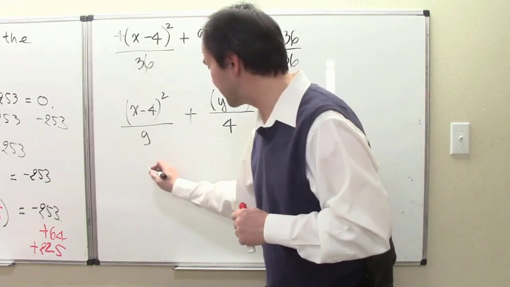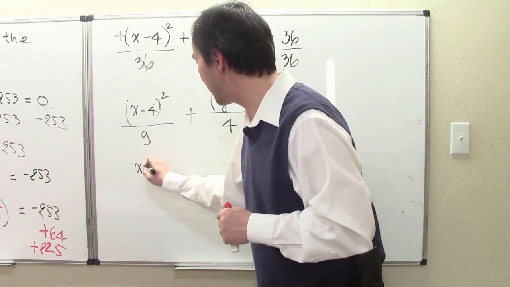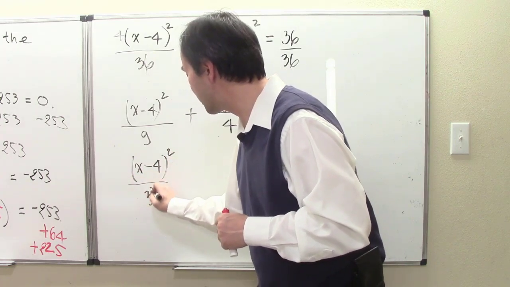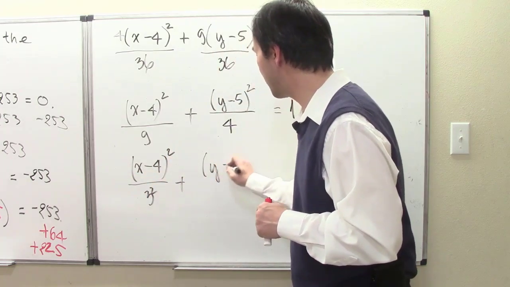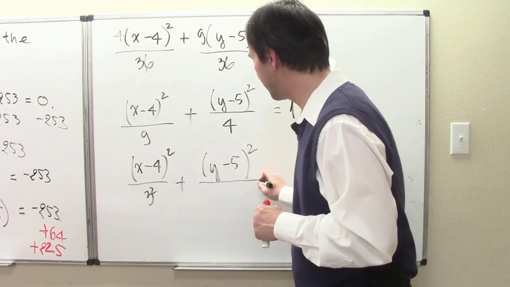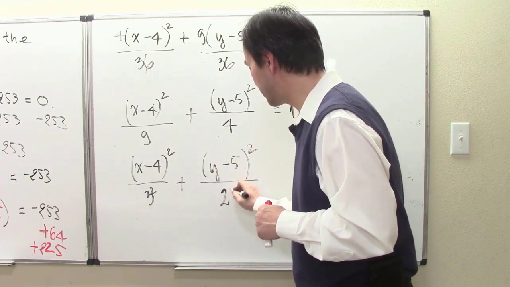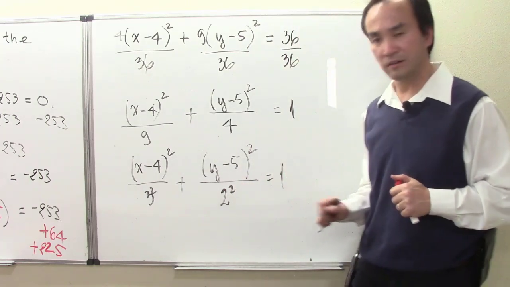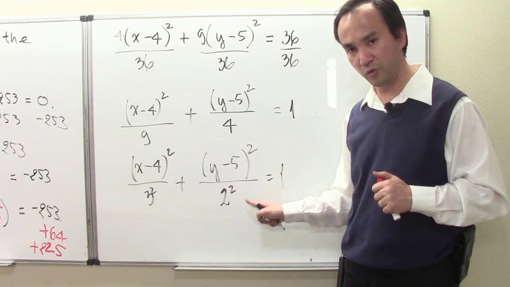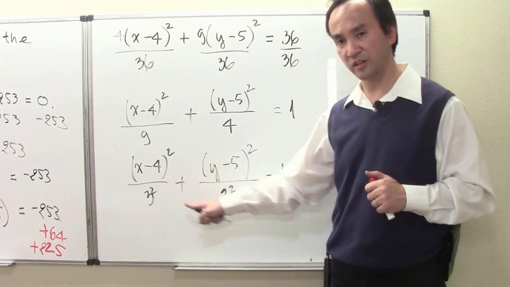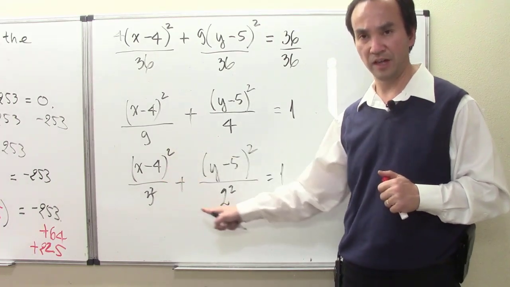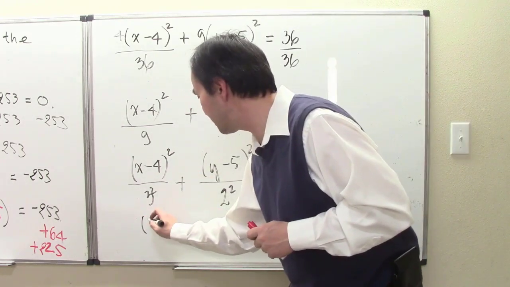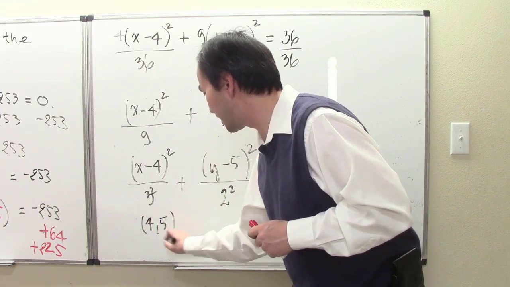And we can further rewrite this as (x minus 4) all squared over 3 squared plus (y minus 5) all squared over 2 squared equals 1. All right, so now it is so clear that the final equation we have arrived at is the general equation in standard form of an ellipse, where the center of the ellipse is at (4, 5).